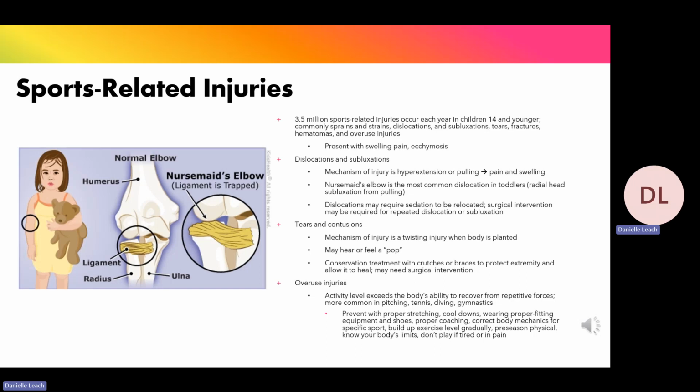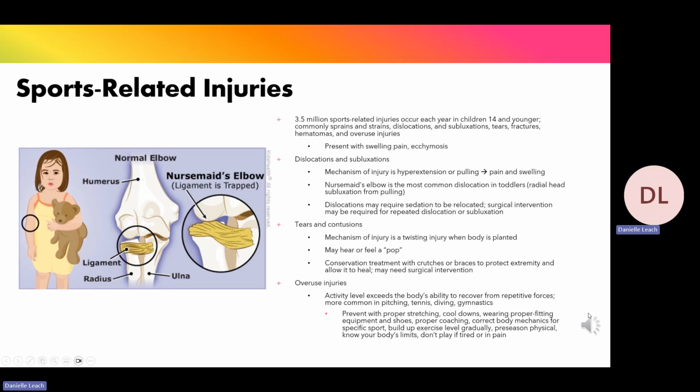Common when kids are playing with each other, brothers and sisters or whoever, and they're pulling on each other's arms, swinging around or whatever they're doing, and it actually dislocates their elbow. Some dislocations may require sedation to be relocated. Surgical intervention could be required for repeated dislocations or subluxations.